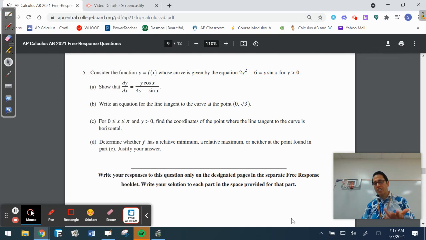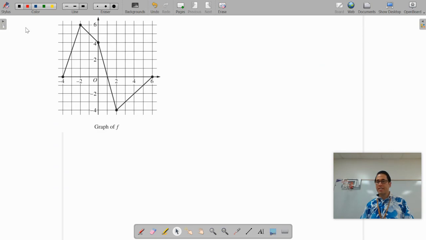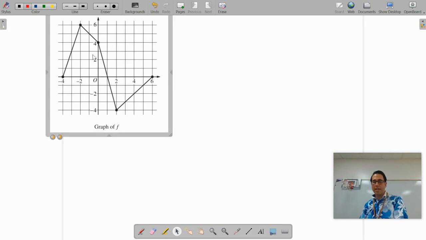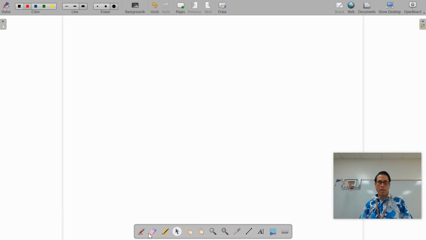2021 Ichi-Nissan Chico Go-Ban, just an A-B question. Let's get to my blank screen. It's got 4 parts. I've got that from the previous one. Okay, here we go. Part A. They just asked me to find a derivative.